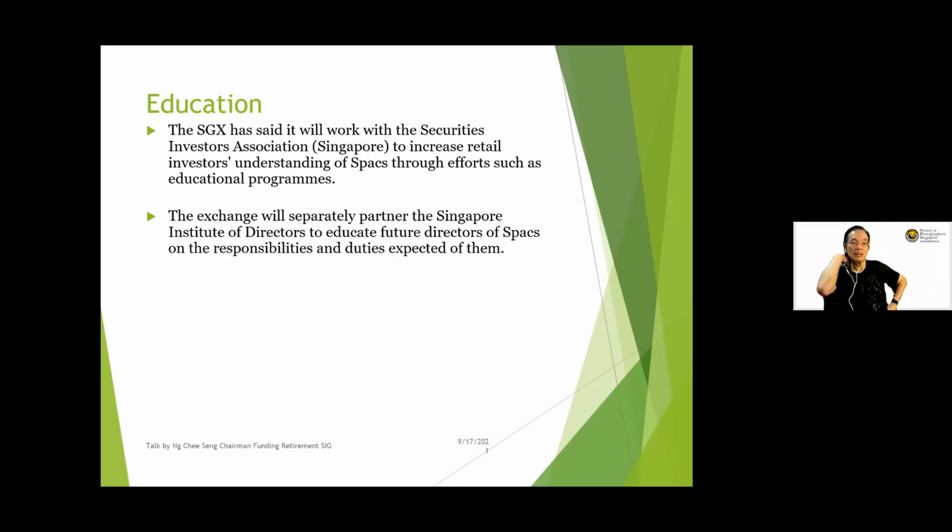Education. Singapore Exchange SGX has said it will work with Securities Investors Association SIAS to increase retail investors' understanding of SPAC through efforts such as education programs, right? Similarly, the exchange will separately partner the Singapore Institute of Directors to educate future directors of SPACs on the responsibilities and duties expected of them.